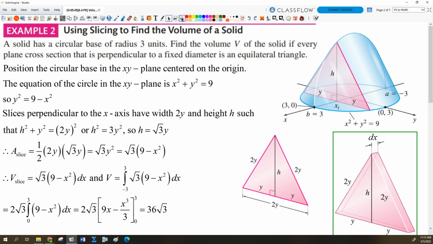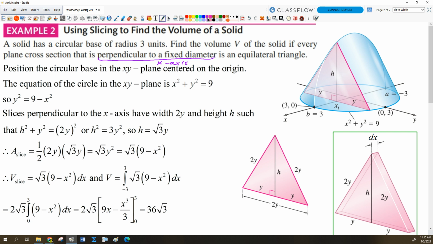So when they say cross sections perpendicular to a fixed diameter, that's really a complicated way of saying perpendicular to the x-axis. Are equilateral triangles, okay? So what's that mean then? That means that any slice through this object perpendicular to the x-axis, if I slice this thing and extract the slice, it's just going to look like an equilateral triangle, okay?